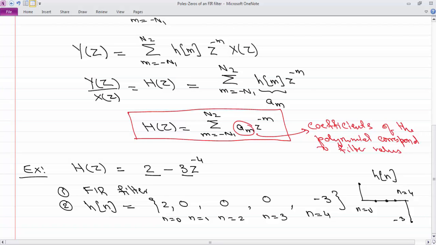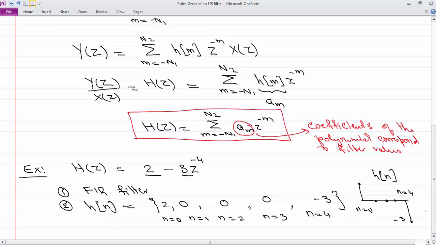So one thing is very clear, that if you are given a Z transform, you can just look at the Z transform and decide whether it's an FIR filter or an IIR filter. Okay? If it's not FIR, then the only other option is it's an IIR filter. Right? So that is one thing.